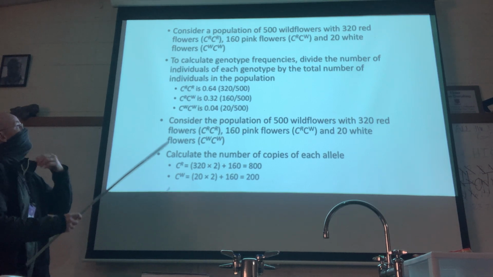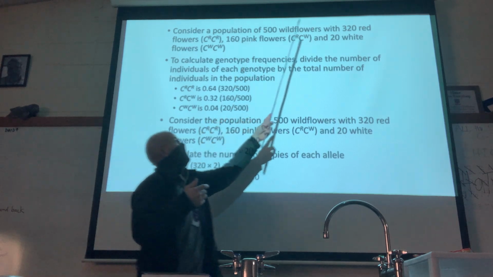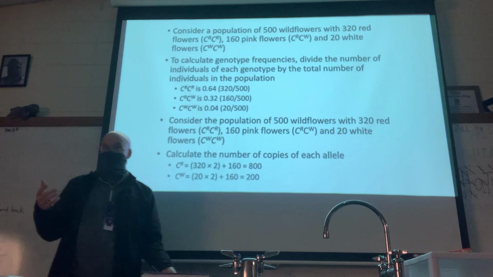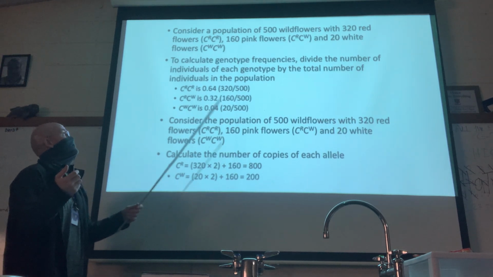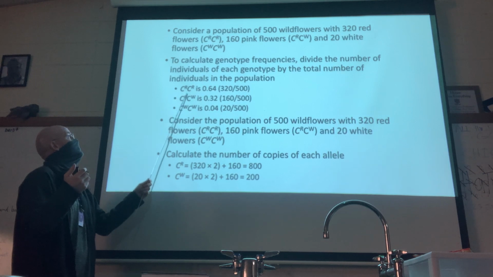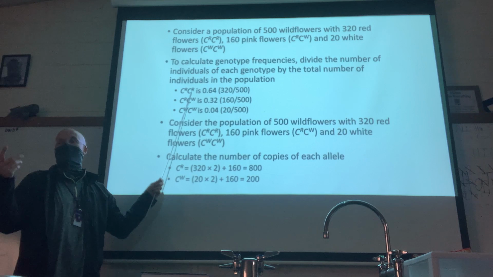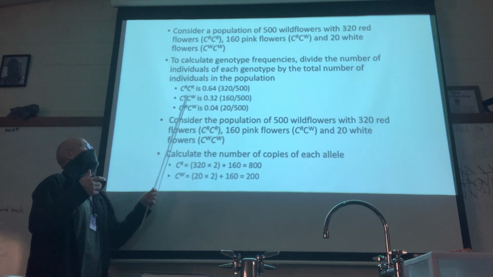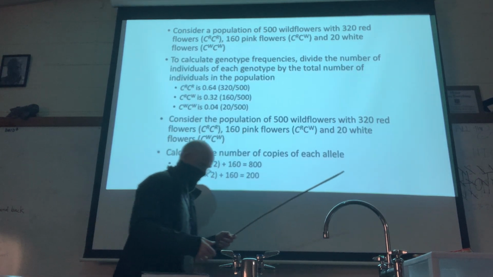So here we see some numbers. We got a population of 500. They have the number of red, pink, and white flowers. And you're either red, pink, or white because you have some combination of two genes. So two red alleles, and it's a red flower. Two white alleles is a white flower, and one of each, the heterozygote, would be the pink flowers.